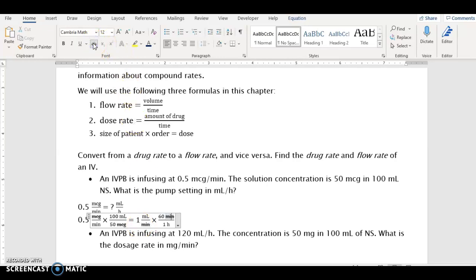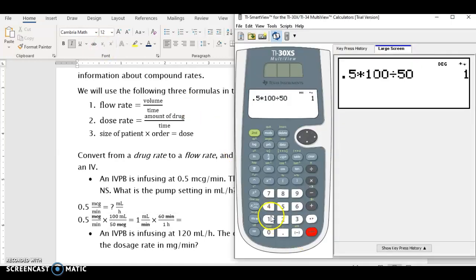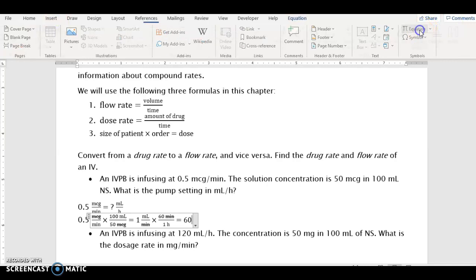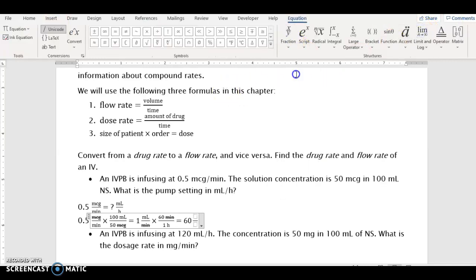So the pump setting of the IV is going to be 1 times 60, easy enough to do in your head. But in any case, 1 times 60 is equal to 60 milliliters per hour. So that's the pump setting, or the flow rate of the IV, 60 milliliters per hour. In other words, in order for the patient to receive the drug at half a microgram a minute, the pump setting must be set to 60 milliliters per hour.